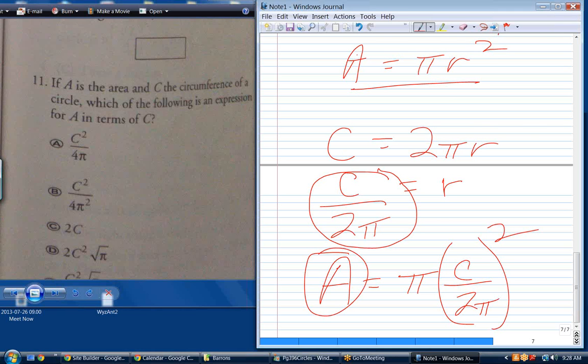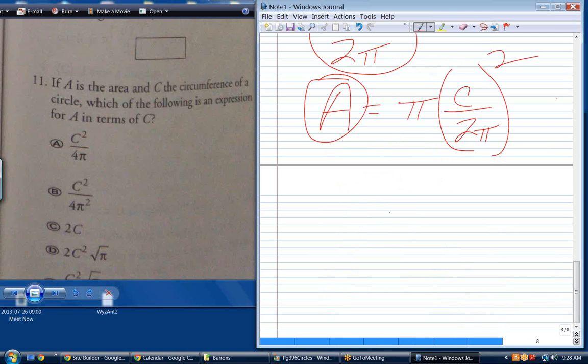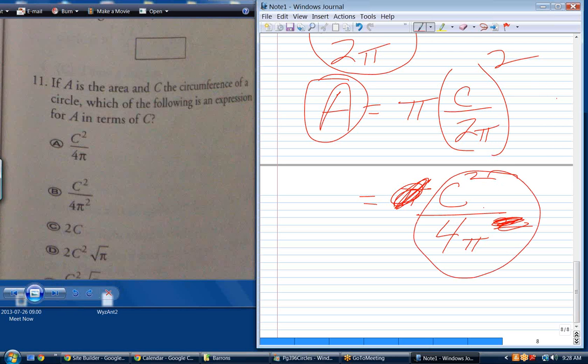Now, we still need to simplify this because that's not one of their answers. So that would be pi C squared over 4 pi squared. Now we can cancel that and cancel that. So that should be the answer, which is number B. Oh, no, excuse me. That is number A. We have to be a little careful here. They definitely put similar looking answers down on this.